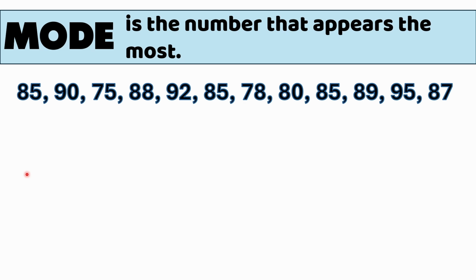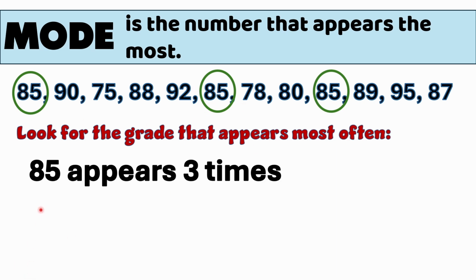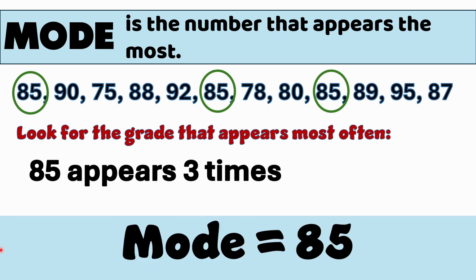Next, let's have the mode. Mode is the number that appears the most. In this example, we're going to look for the grade that appears most often. So we have the number 85. We have 1, 2, 3. So 85 appears 3 times. Therefore, our mode is 85.